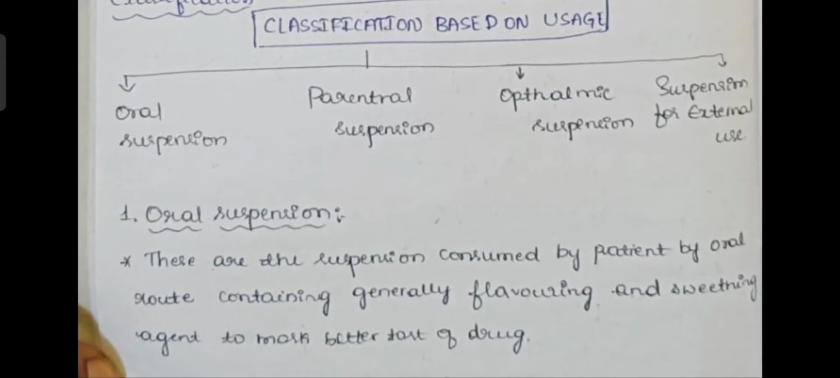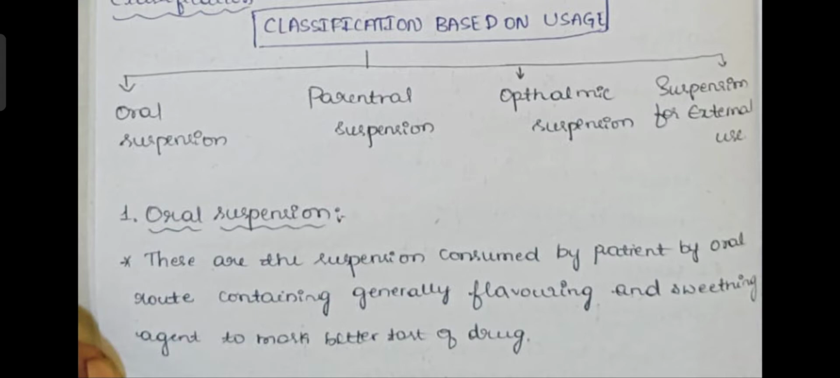In case of the oral suspension, these are the suspensions which are consumed by the patient by the oral route, containing generally flavoring agent and sweetening agent to mask the bitter taste of the drug. See, some of the drugs may have bitter taste, some will be neutral in taste, some may be alkaline, some may be metallic, some may be sweet also. Initially, the bitter taste of the drug we have to mask. Mask means cover the bitter taste and make it neutral so that the patient compliance can be increased.